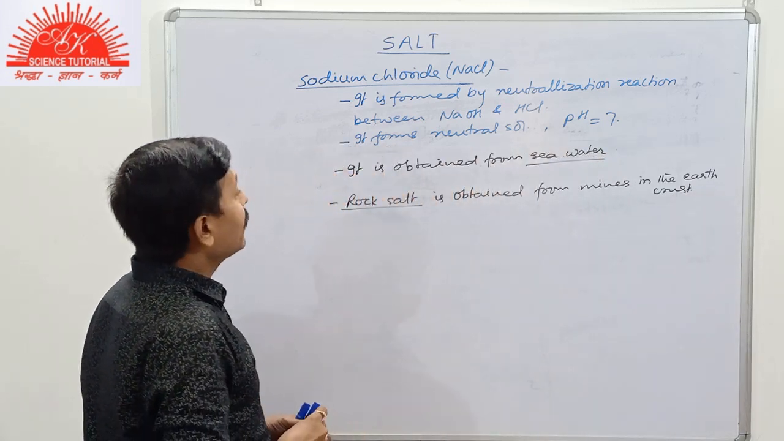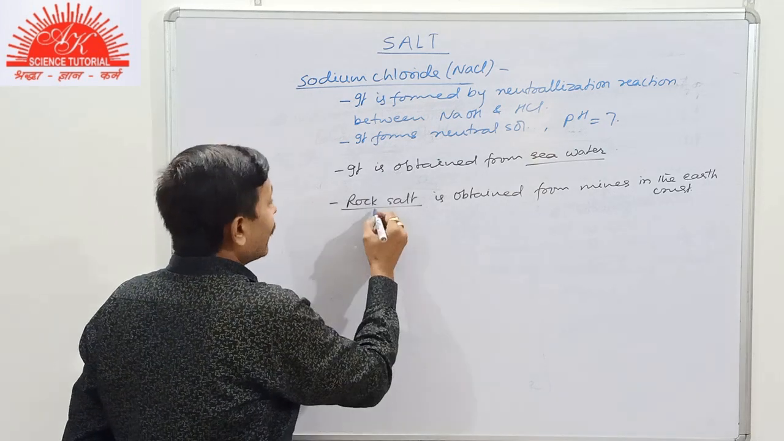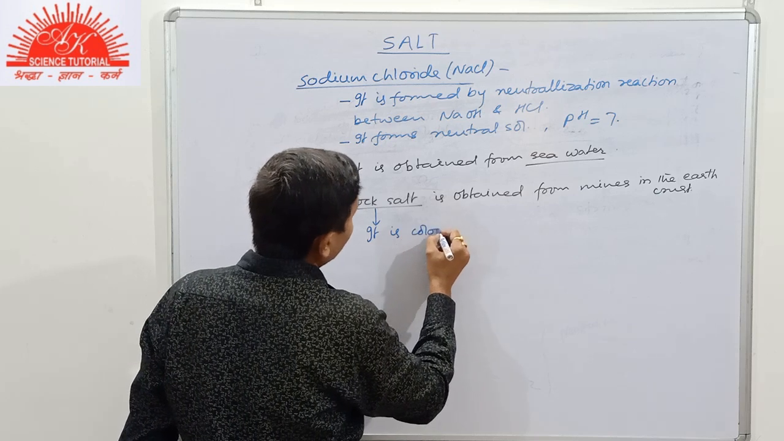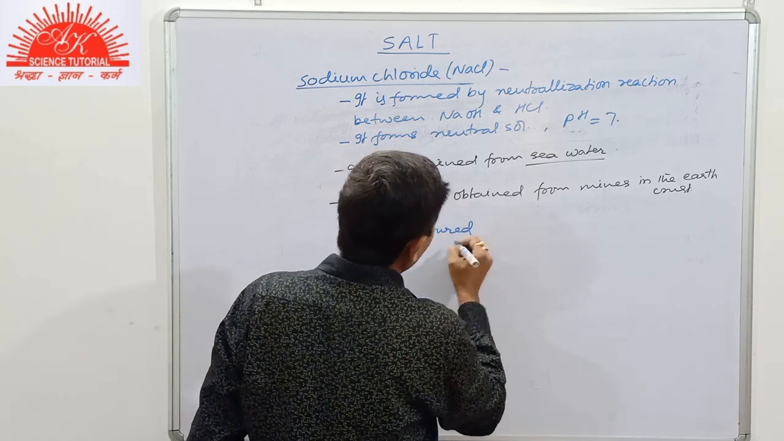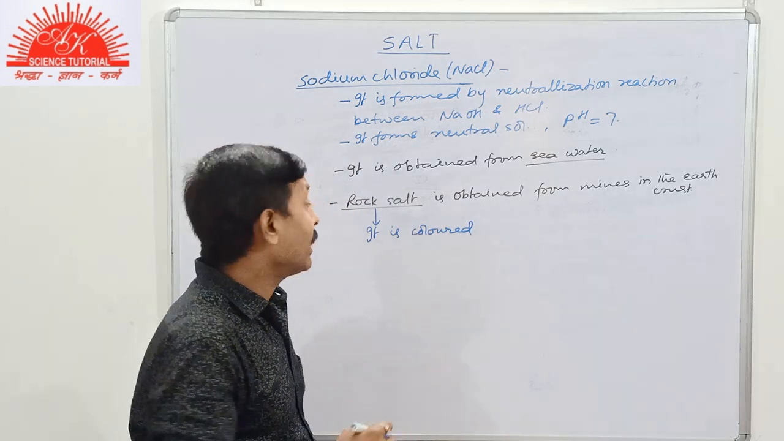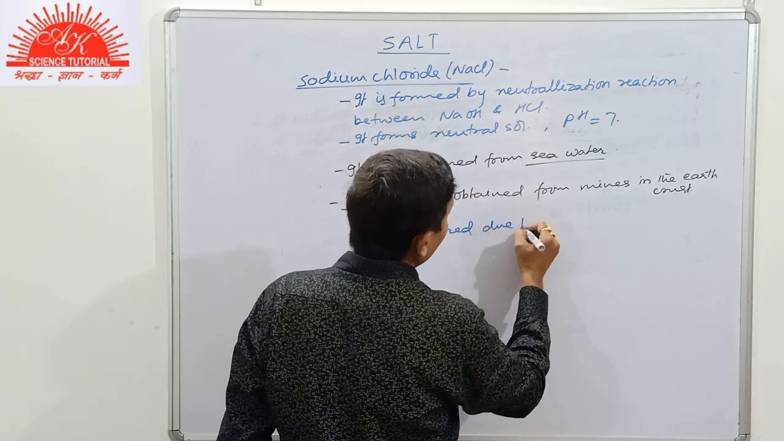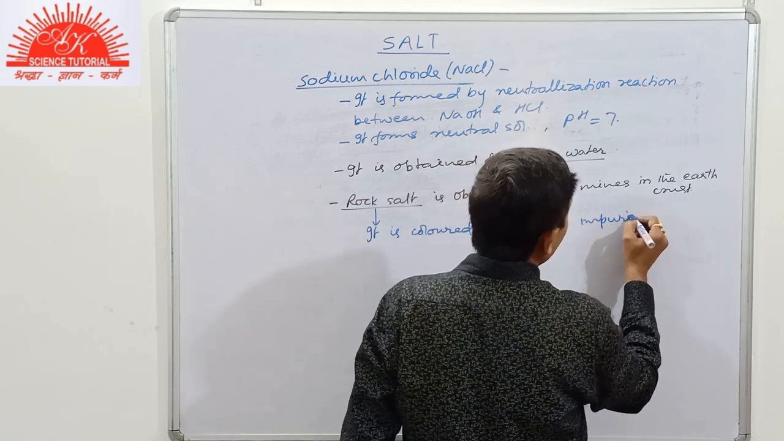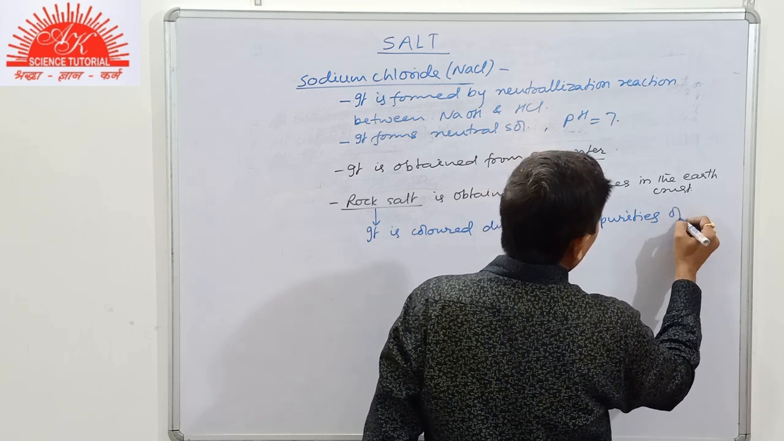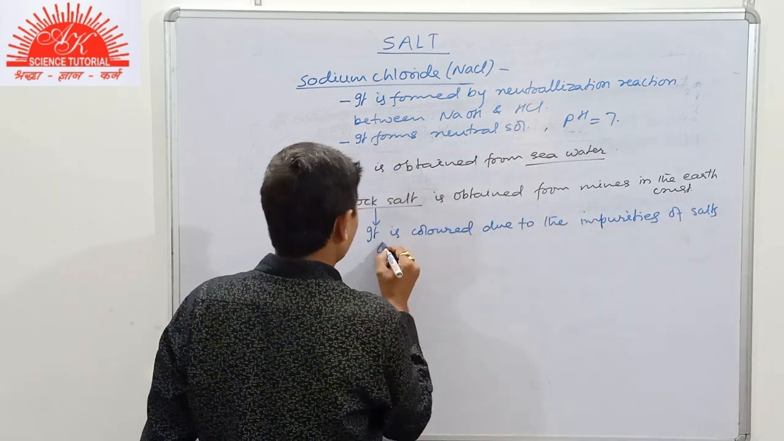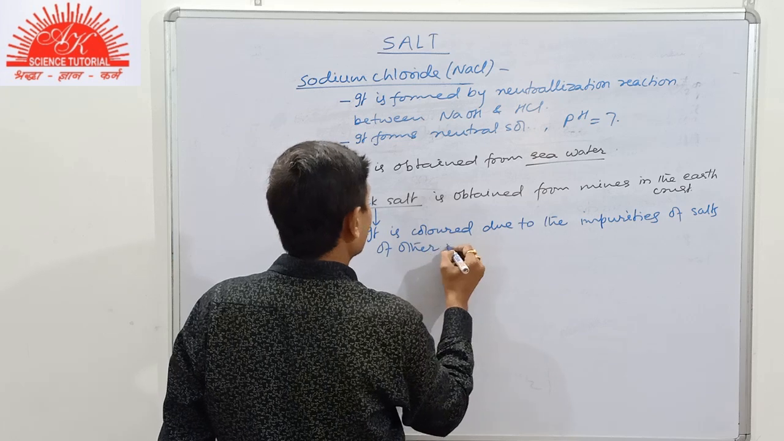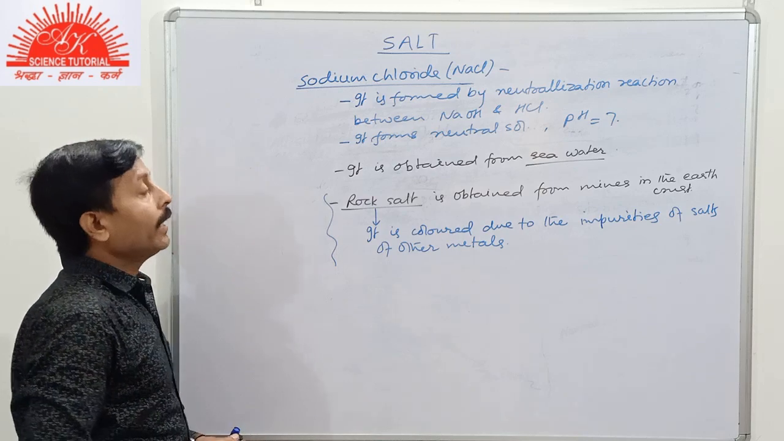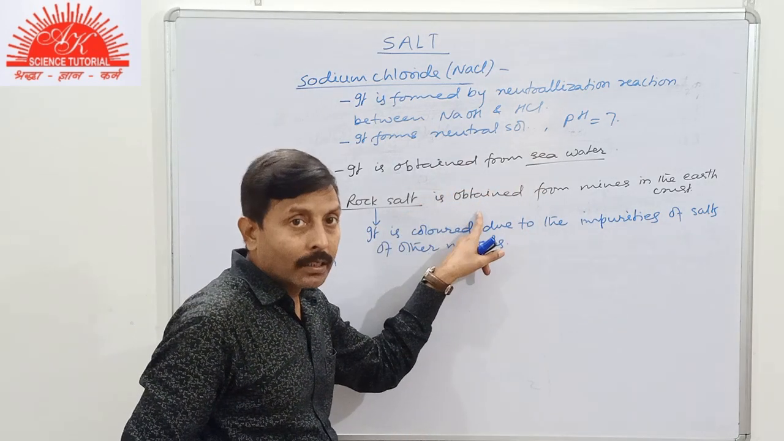Now you see, the rock salt is colored. It may be brownish, it may be blackish, colored due to impurities of salts of other metals. So rock salt is obtained from mines in the earth crust.